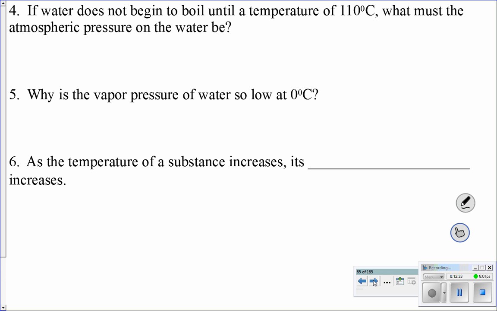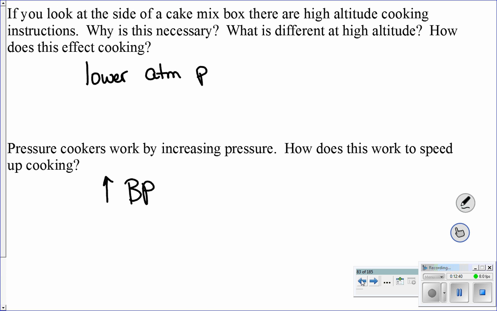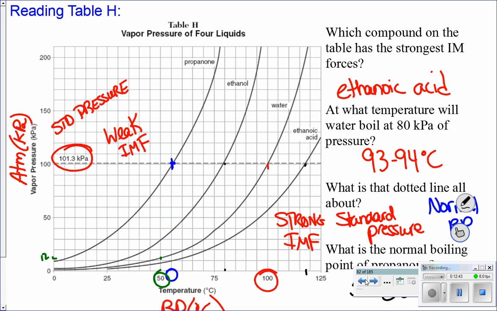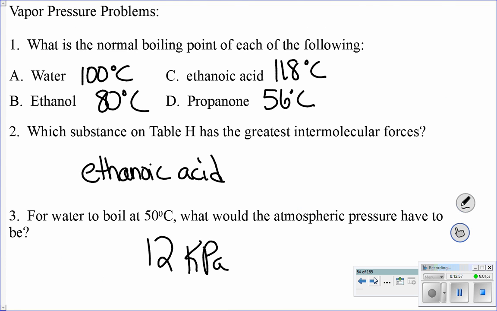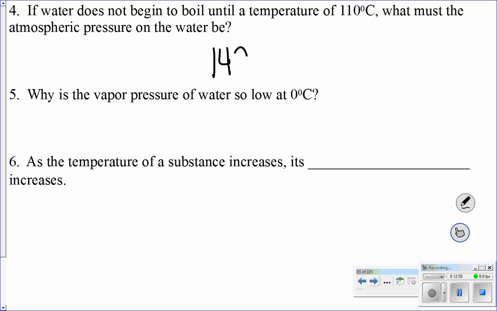If water does not begin to boil until a temperature of 110, what must the atmospheric pressure be? We're going to go back to our table again. When water is boiling at 110, which would be right here, we follow that up to our water line. It's right about there. So I'd say that's hitting at probably about 142 kilopascals. Generally on this table, if they give you Celsius, read it for pressure. If they give you pressure, read it for Celsius.